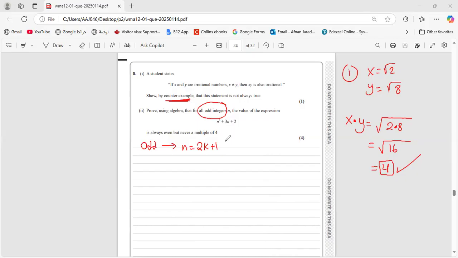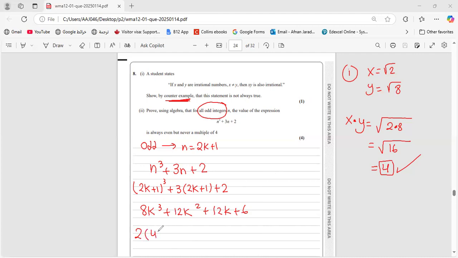Now we'll use 2k plus 1. And substitute instead of each n here, 2k plus 1. So n cube plus 3n plus 2, this one cubed. So 2k plus 1 cubed plus 3 multiplied by 2k plus 1 plus 2, okay? This one cubed, so it will be, the expansion of this one, 8k cube plus 12k square plus 12k plus 6. Looking at this one, it's even. How can you find that this one is even? Take 2 outside.